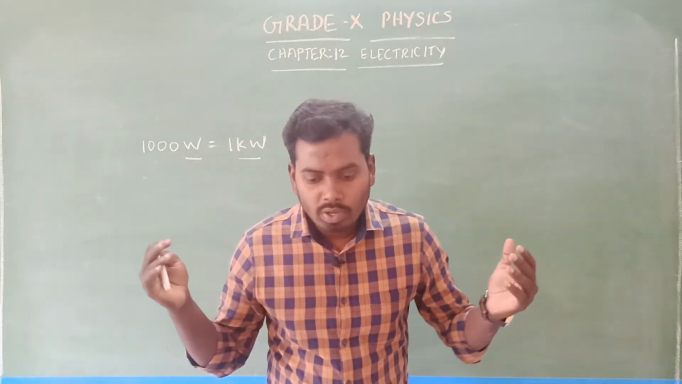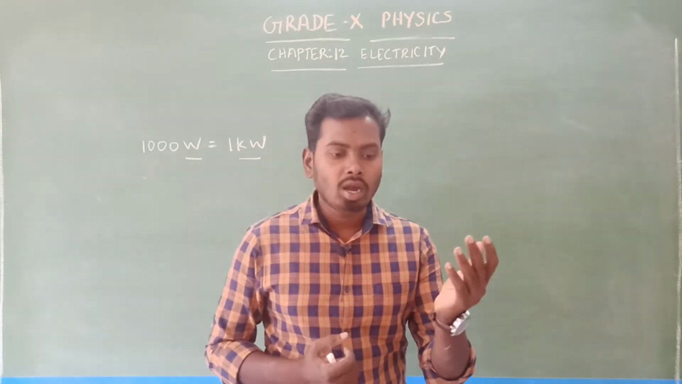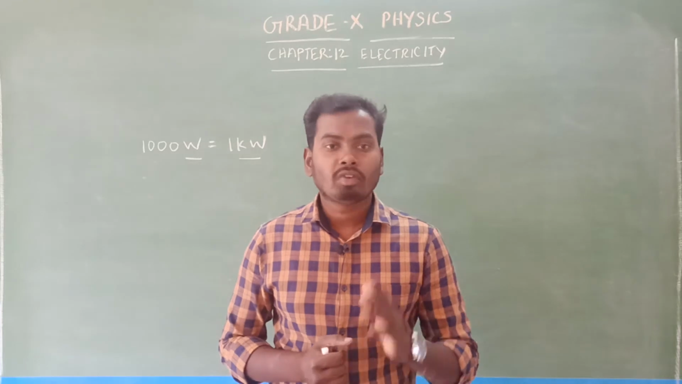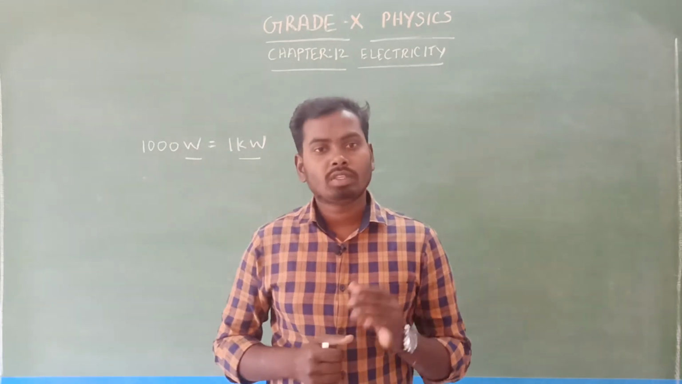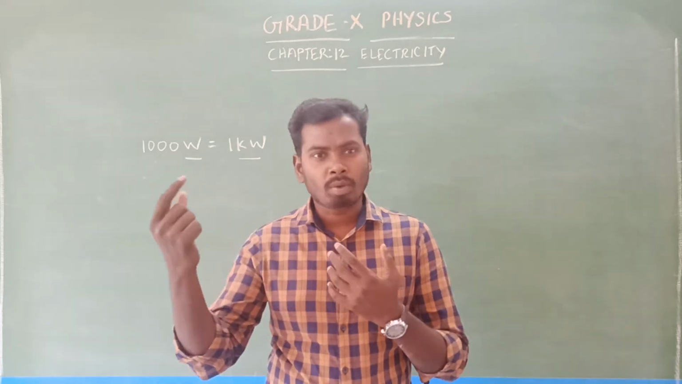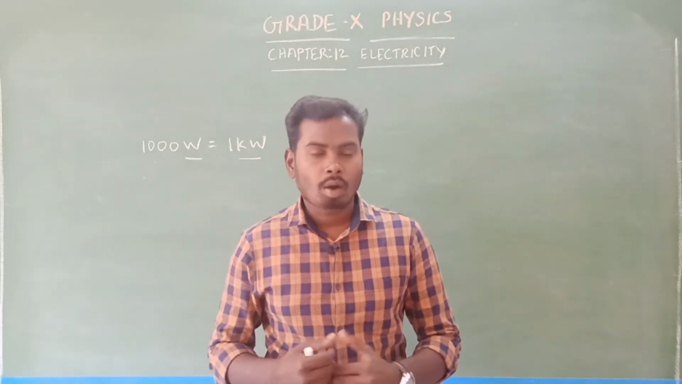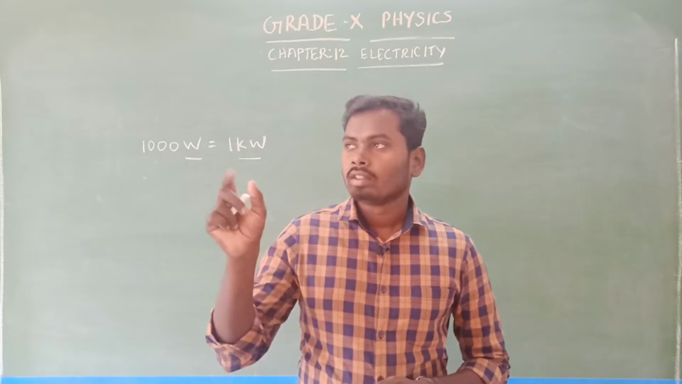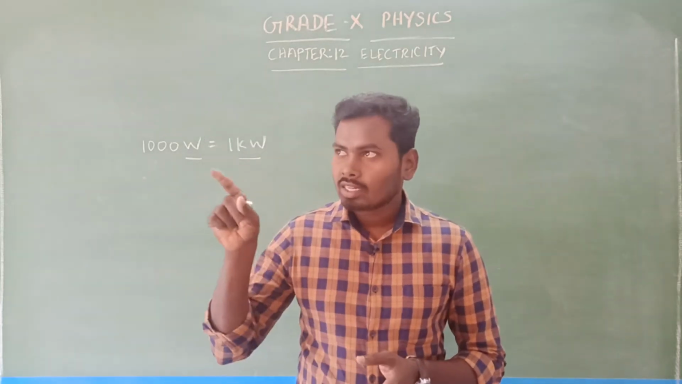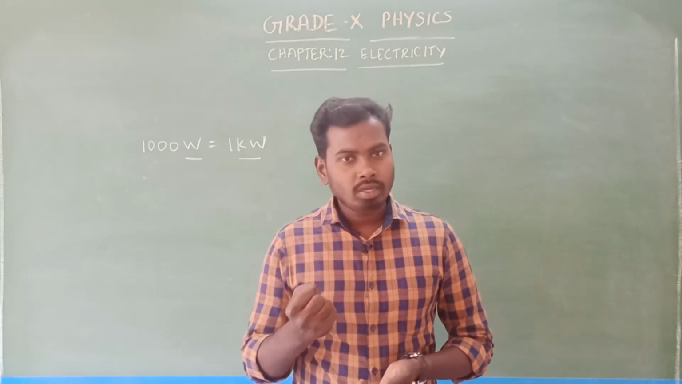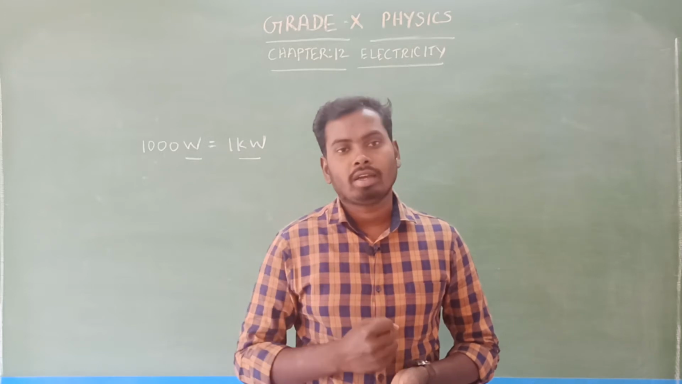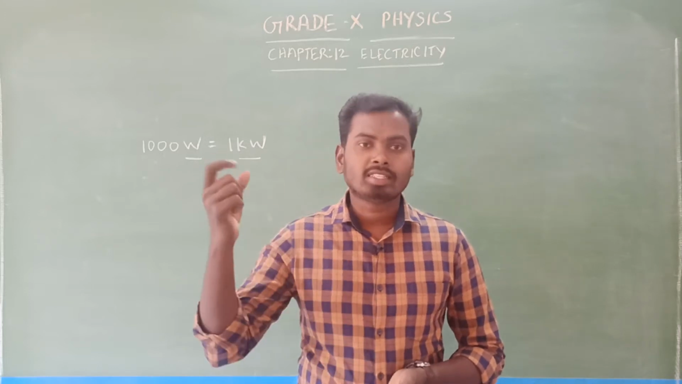At home we use different kinds of electrical appliances. They all have a power rating. For example, the tube light power rating is 40 watt. It may differ from one bulb to another; I am telling approximately here, not exactly. The tube light rating is 40 watt, which means that the tube light consumes 40 joules of electrical energy in 1 second. That is the meaning.